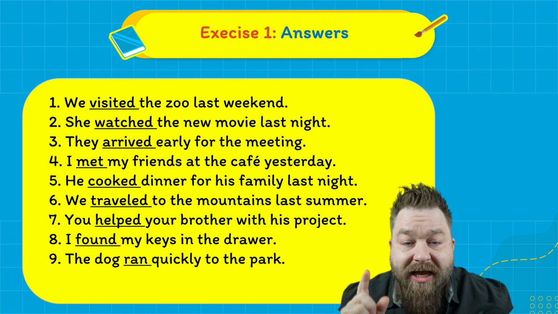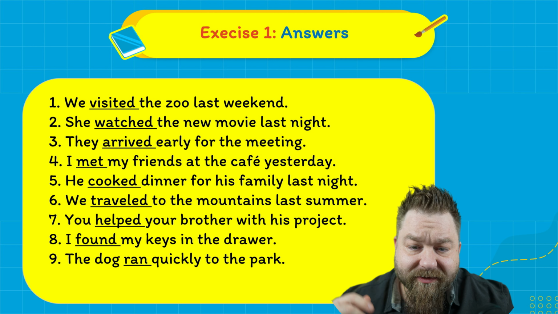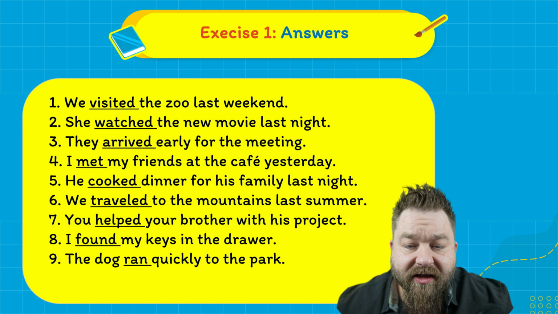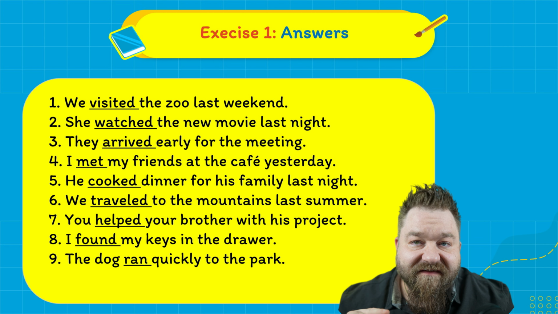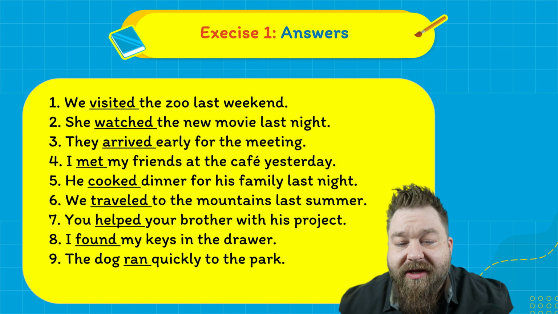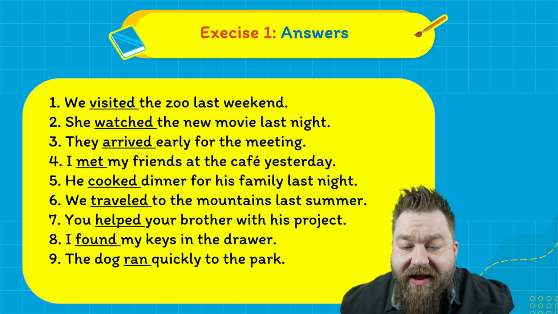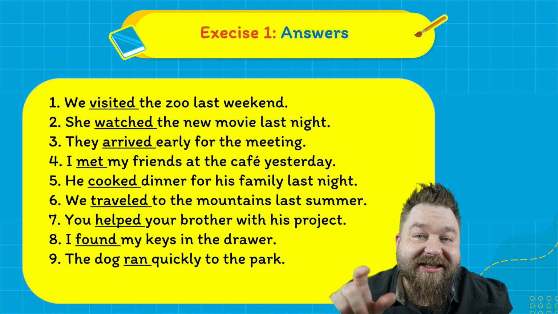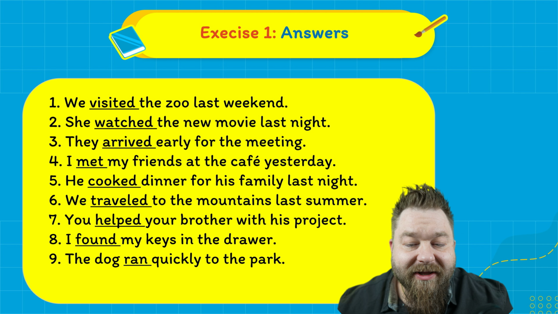Okay, let's take a look at those answers. Number 1, we visited the zoo last weekend. We just add ed. Number 2, she watched the new movie last night. Number 3, they arrived early for the meeting. Number 4, I met, irregular, my friends at the cafe yesterday. Number 5, he cooked. Seeing a pattern here? He cooked dinner for his family last night.